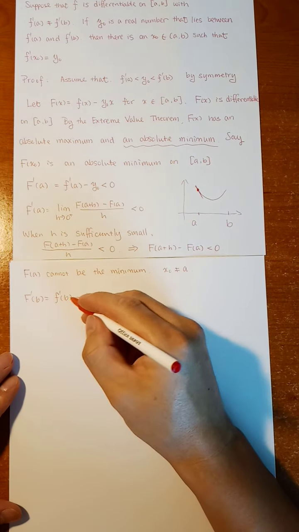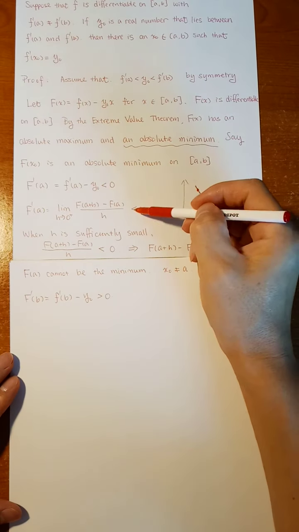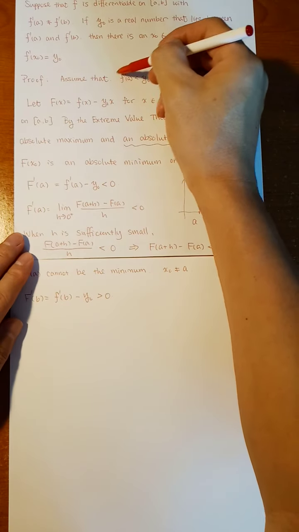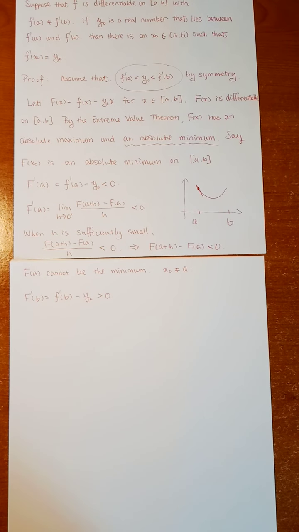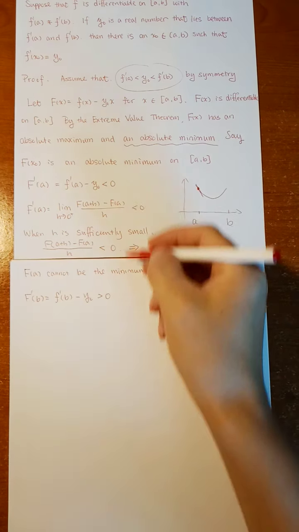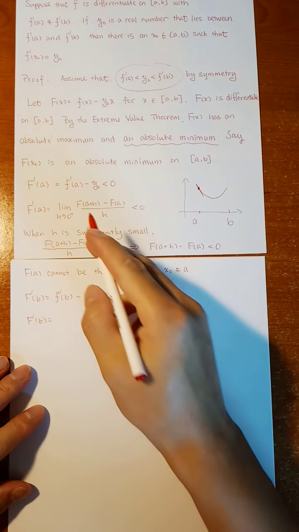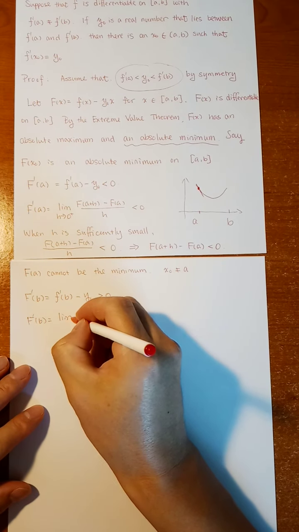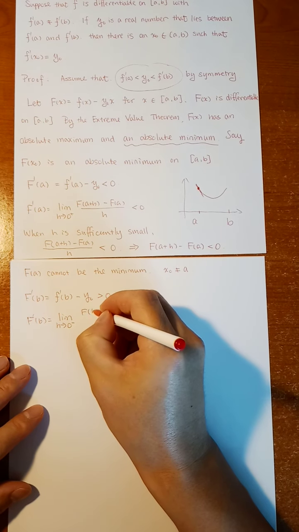Okay, and what's this? This is greater than 0. Why? The greater than 0, less than 0, they both come from this relation. Okay, and then similarly, f prime of b is equal to this limit as h approaches 0 from the left-hand side, right?